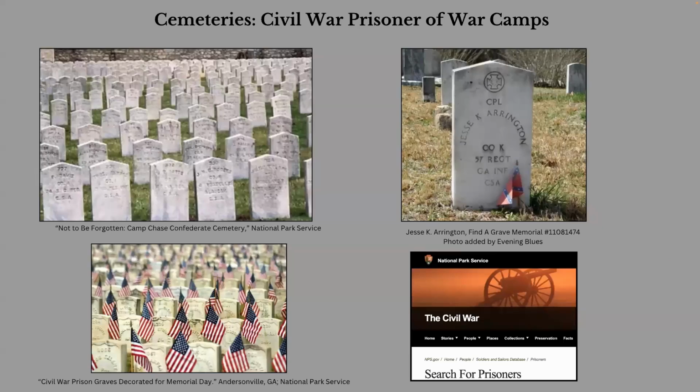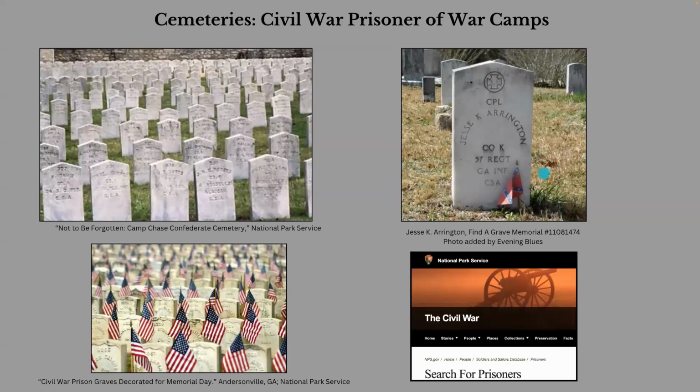Another place to search for your ancestors' burial place is to research Civil War prisoner of war camps. 26,000 Confederates died in Union prisoner of war camps. 30,000 Union men died in Confederate prisoner of war camps. And if you have a Confederate Civil War ancestor that was captured and died in a federal prison or died in a military hospital in the North, go to FamilySearch.org and you can access the register of Confederate soldiers, sailors, and citizens who died in the federal prisons and military hospitals in the North from 1861 to 1864.